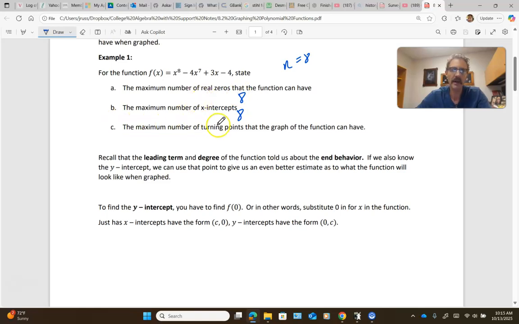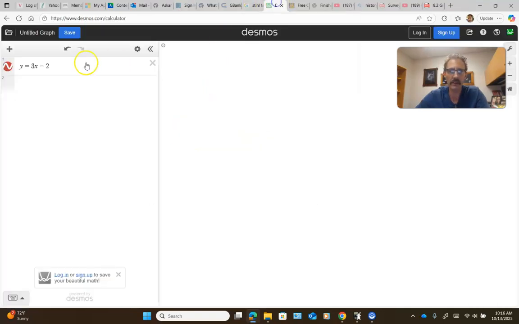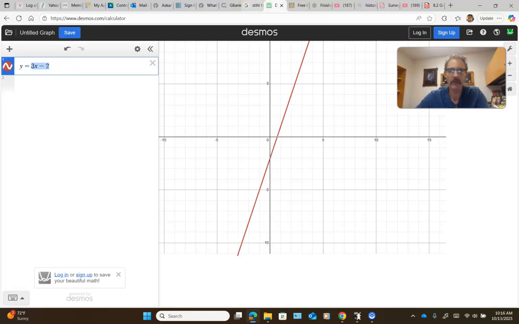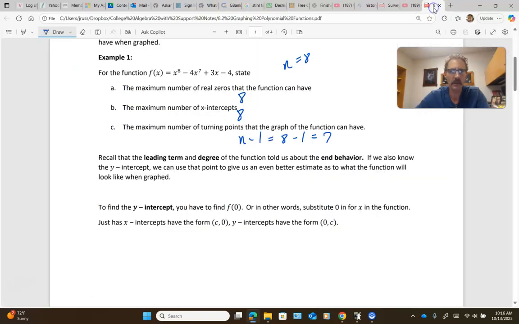And then part C, the maximum number of turning points is just going to be 1 less, n minus 1. So in other words, 8 minus 1, which is 7. So that means the graph of this function could have at most 7 turning points. And again, it may or may not. We could graph it real quick in Desmos. Let's see. x to the 8th minus 4x to the 7th.